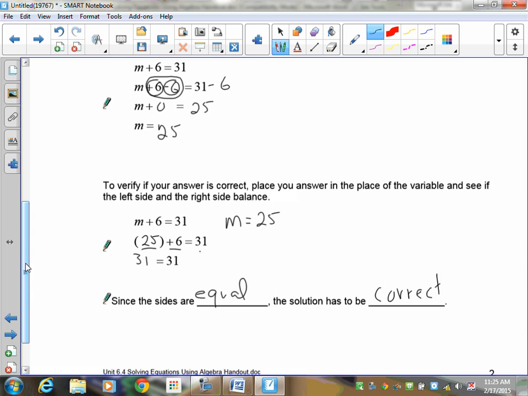Now, this may not seem like a big thing, but it's kind of like having the back of the book tucked in your pocket all the time. Whatever you get for an answer, you can stick it back in to find out if you're right. And if you get the right answer, you will get the left side and the right side balancing.